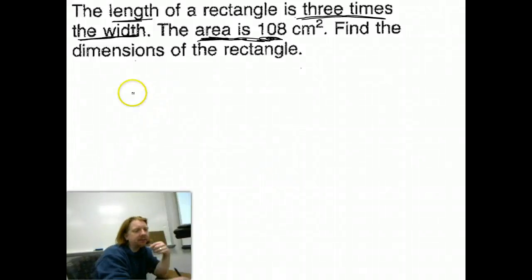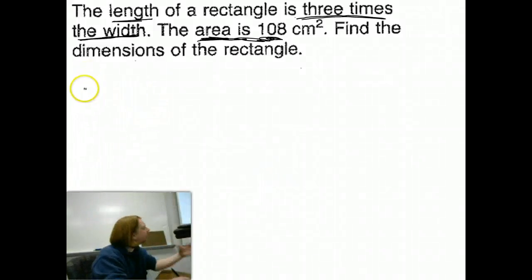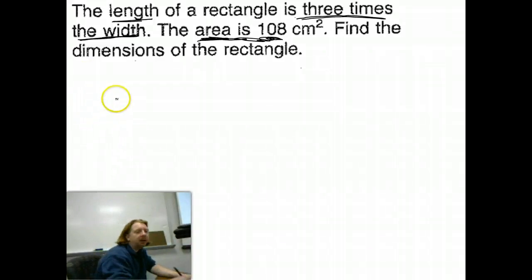So guys, we take a look at this. Another strategy when dealing with these story problems: it talks about a shape. Well, I know what rectangles look like. I can draw a picture. Pictures help.